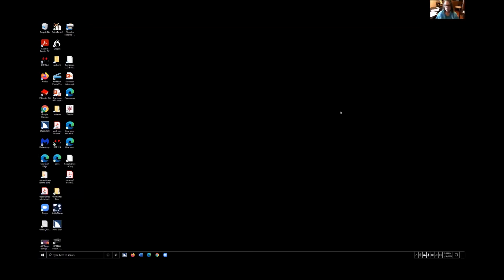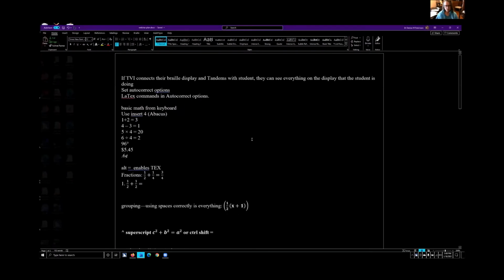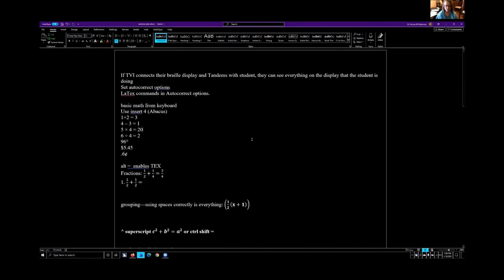I am using JAWS 2021. Let me go ahead and turn off my video also. Actually, I'm going to aim it down on the Braille display. What I actually did is flip my Braille display upside down, and if you can read Braille upside down and you're visual, then you'll see the Nemeth code come up perfectly on your Braille display.